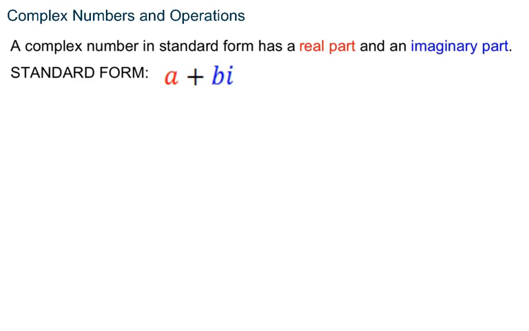Welcome. Here we're going to begin talking about some complex numbers as well as operations applied to complex numbers. First things first, we need to know what a complex number is. A complex number in standard form has a real part, some a value, plus an imaginary part, bi. So what we see here, a plus bi, real plus an imaginary part, represents a complex number in standard form.